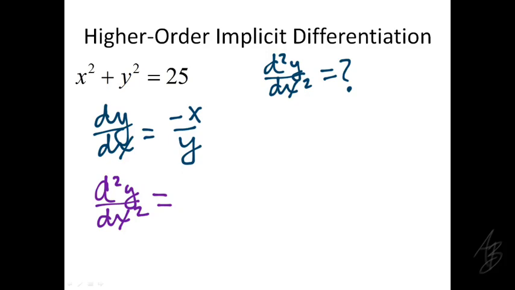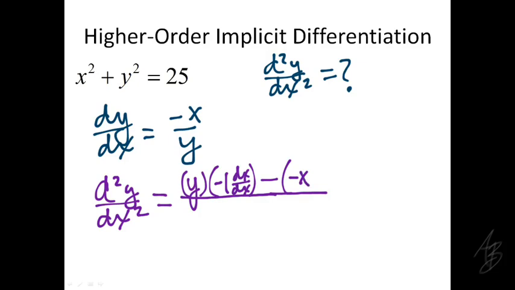If you remember the quotient rule here, we are going to take the bottom times the derivative of the top, low d high, so y times the derivative of the top, which would be negative 1, and anytime we take the derivative, we're going to write the derivative with respect to what? So in this case, we're taking the derivative of x with respect to x, minus high d low, negative x, times the derivative of the bottom, the derivative of y.